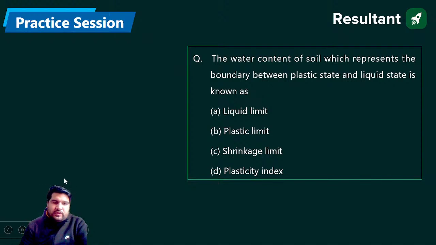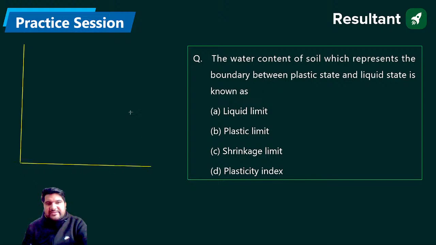So you have the soil sample first. Let us suppose it is at infinite water content. We are drying the soil. Here it is volume V, and here it is water content W. As we dry the soil, the water content and volume start reducing. It will reach the liquid limit first.